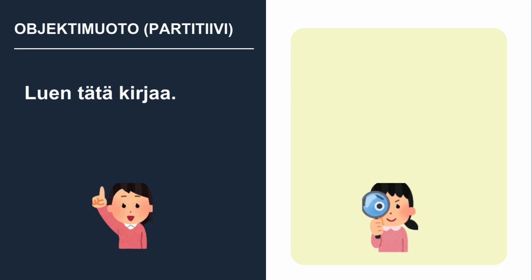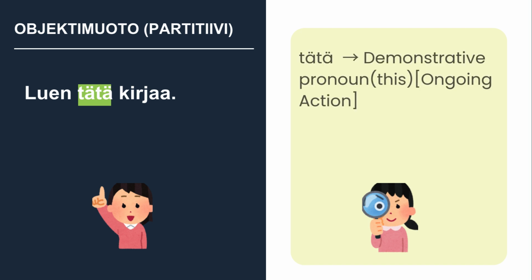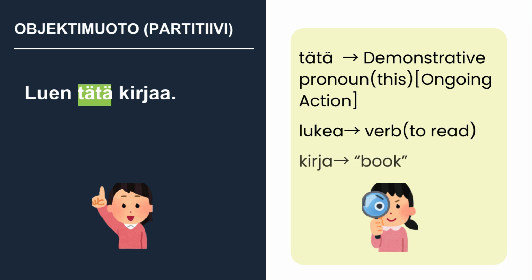Luen tätä kirjaa. Tätä is a demonstrative pronoun which means this. Luen comes from the verb lukea means to read. Kirja means book. Luen tätä kirjaa means I am reading this book. Now, to refer to an ongoing action, we use tätä. So, luen tätä kirjaa means I am reading this book.